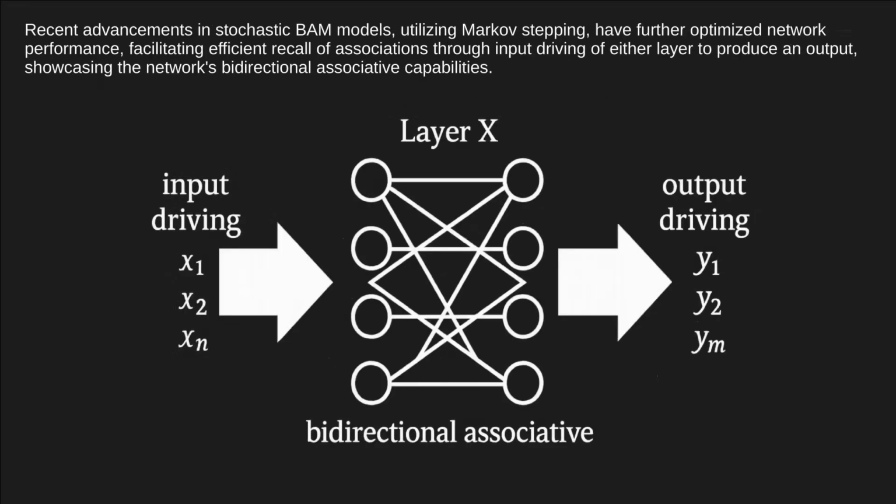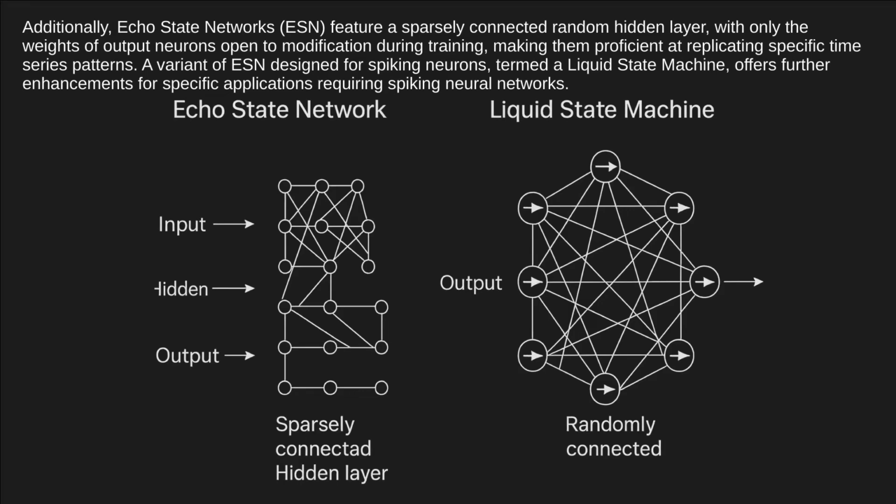Recent advancements in stochastic BAM models, utilizing Markov stepping, have further optimized network performance, facilitating efficient recall of associations through input driving of either layer to produce an output, showcasing the network's bidirectional associative capabilities. Additionally, echo-state networks, ESN, feature a sparsely connected random hidden layer with only the weights of output neurons open to modification during training, making them proficient at replicating specific time series patterns. A variant of ESN designed for spiking neurons, termed a liquid-state machine, offers further enhancements for specific applications requiring spiking neural networks.